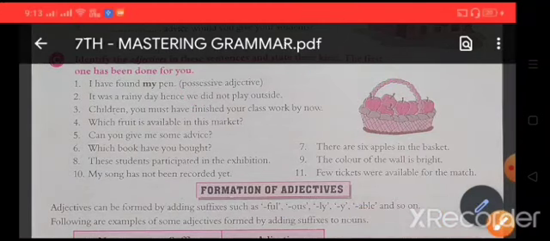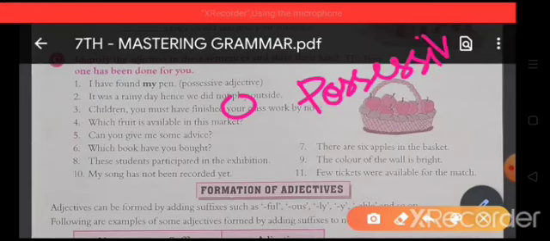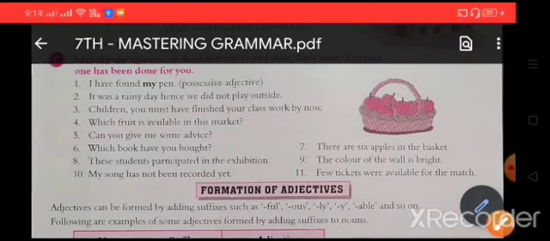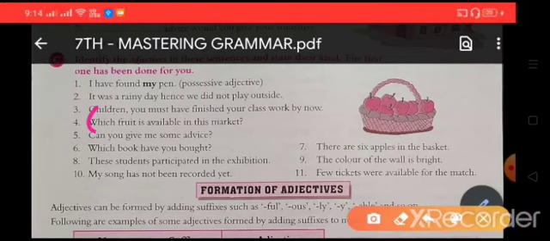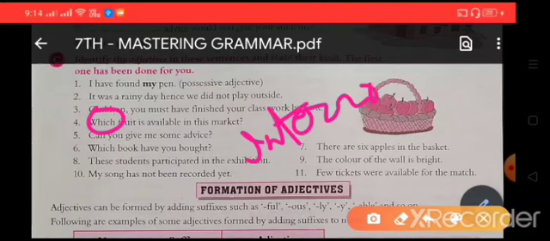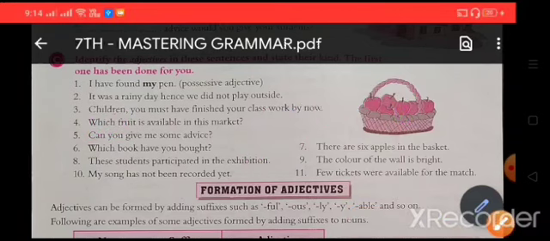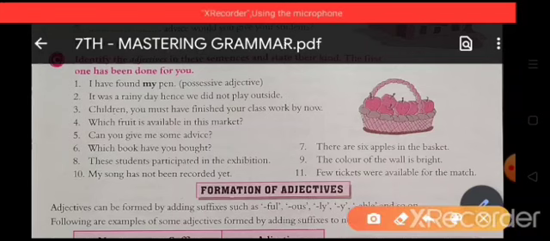Now in third, children, you must have finished your classwork by now. Your is possessive. Which fruit is available in this market? Which is an interrogative adjective. Can you give me some advice? Some is an adjective of quantity.